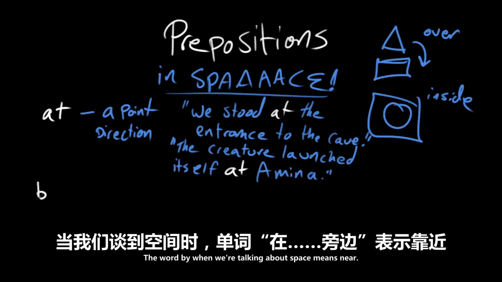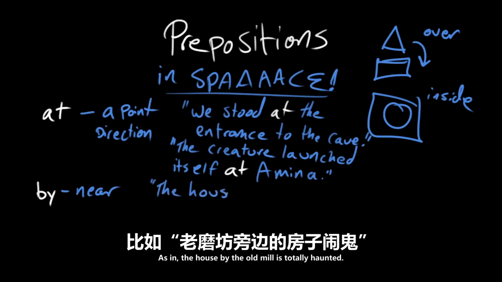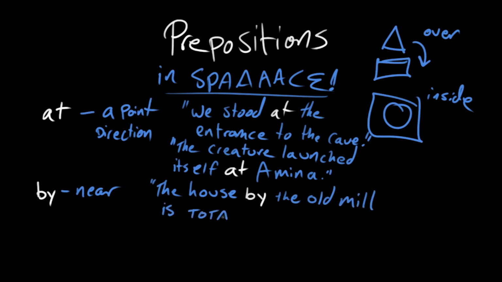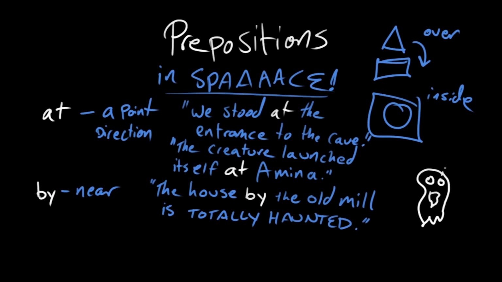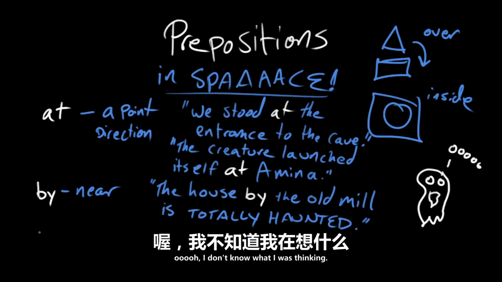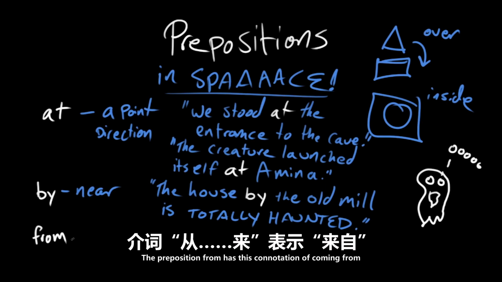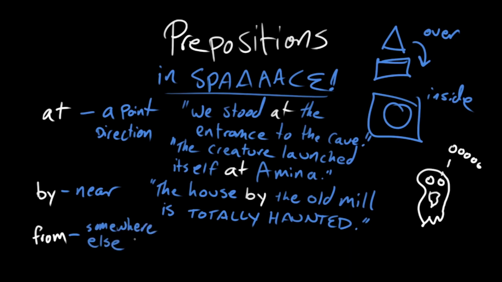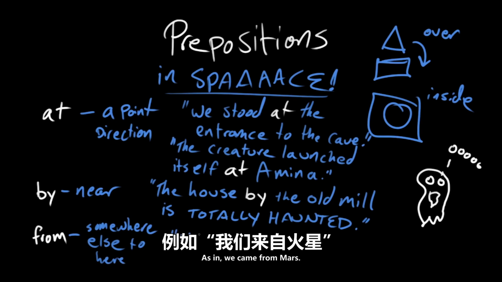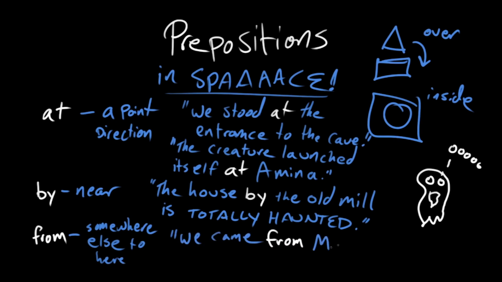The word by, when we're talking about space, means near, as in, the house by the old mill is totally haunted. Man, all these sentences are like really spooky. The preposition from has this connotation of coming from somewhere else to here, as in, we came from Mars.